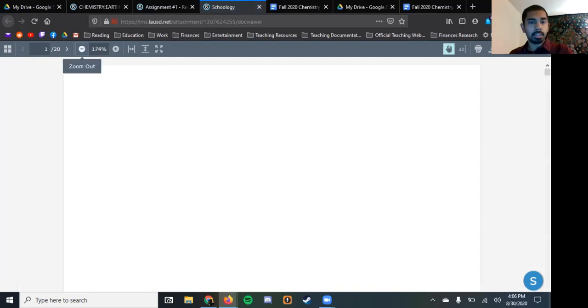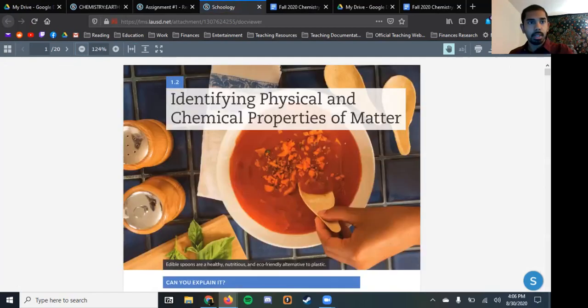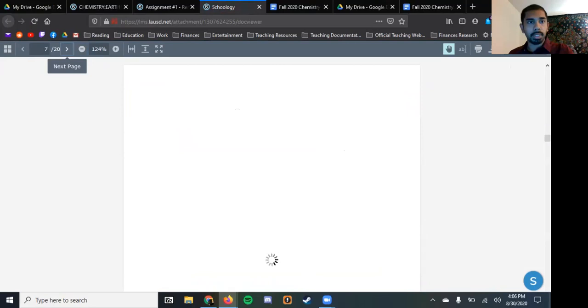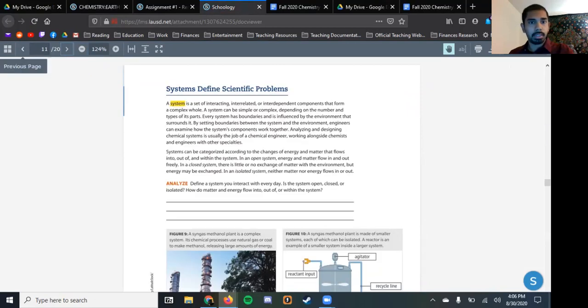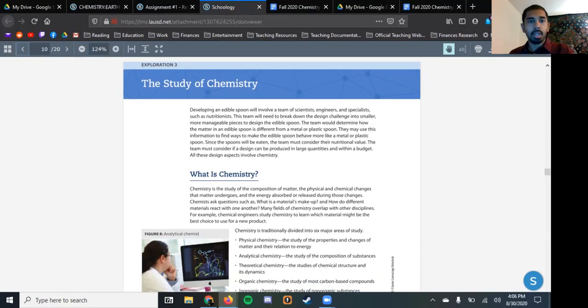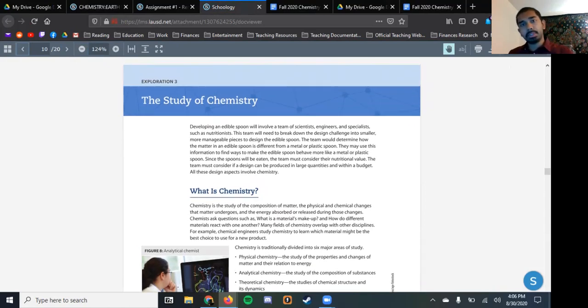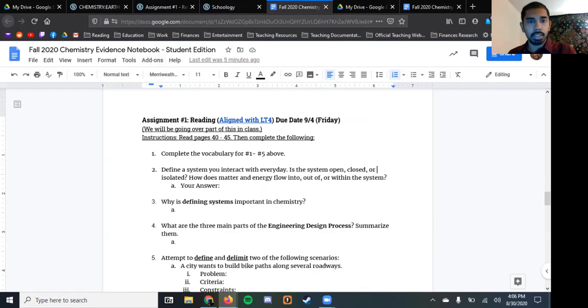Minimize the size of this thing. I'm going to scroll down to page 40, ten pages in. There you go. We're starting with the study of chemistry because it is the start of the year, and I want you guys to know what chemistry is about. Now, let's take a look at our notebook so we can get started here.